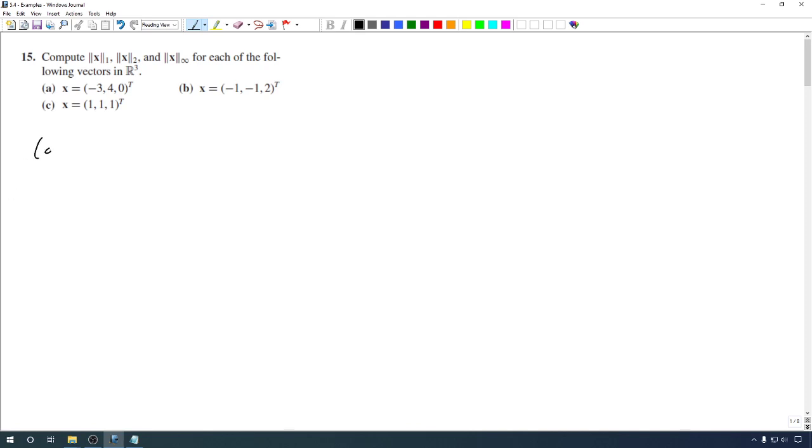This is a relatively straightforward problem, but let's just work our way through it. So taking the vector -3, 4, 0 transpose, we want to find the 1 norm of that. Remember, our definition for the 1 norm said that we take the absolute value of our first component plus the absolute value of our second component plus the absolute value of our third component. So we have 3 plus 4 plus 0, and we get 7. Not too bad.